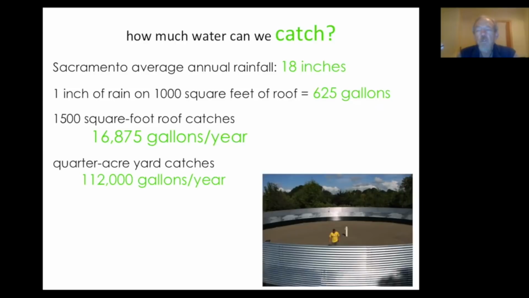So that means if you live in a fairly typical house with 1,500 square feet of roof, and you get 18 inches of rain a year, you can catch 16,000 plus gallons of rain per year. That's a lot of rain. That's certainly going to take care of your household needs. And then a quarter-acre yard at 18 inches of rain can catch about 112,000 gallons a year. So you can catch a lot of water on a roof. Just think of your roof as a ready-made water catchment device.